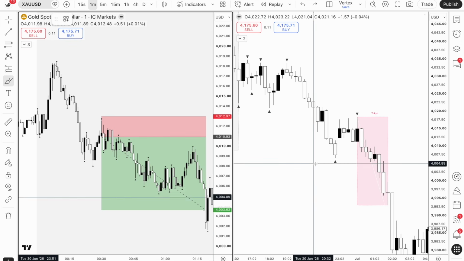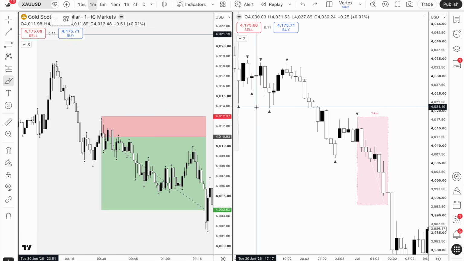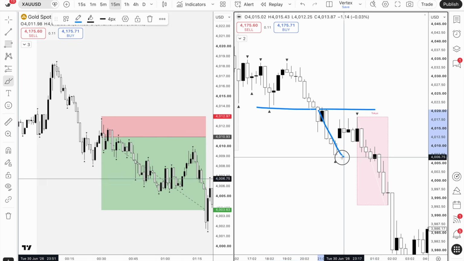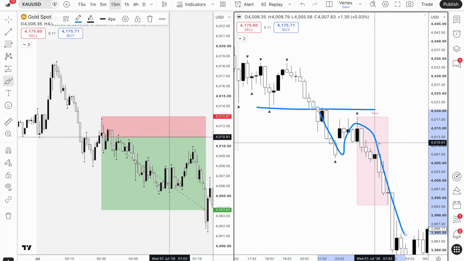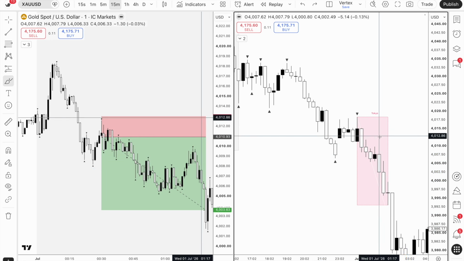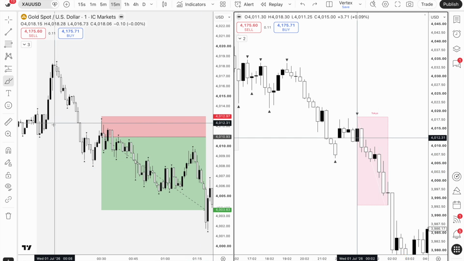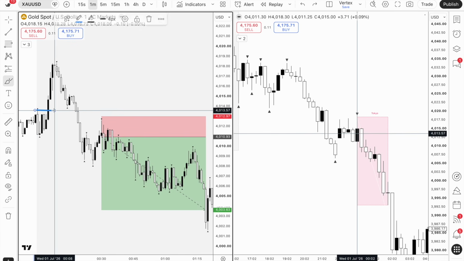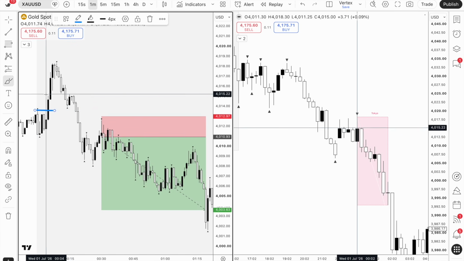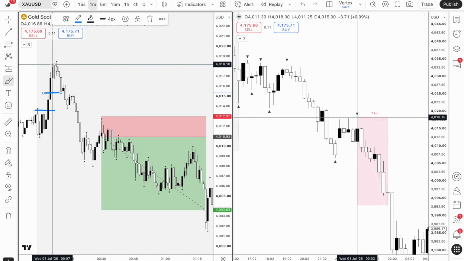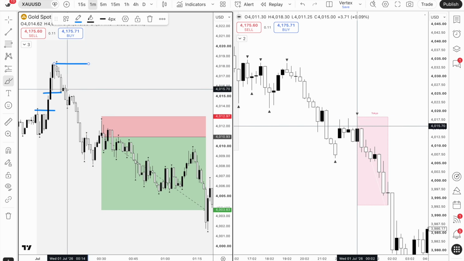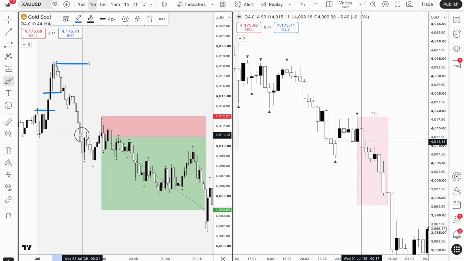Prior to the session, the only thing that's happened is that we had a low being swept, and obviously we're looking to go short following the continuation model, right? So coming into the session, we are only looking for the fractal highs to be swept. This one we have a sweep, but it's invalidated by here, and then we have another fractal high, but no sweep. No fractal highs print up until this one.